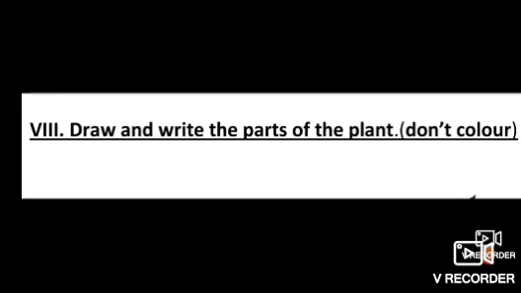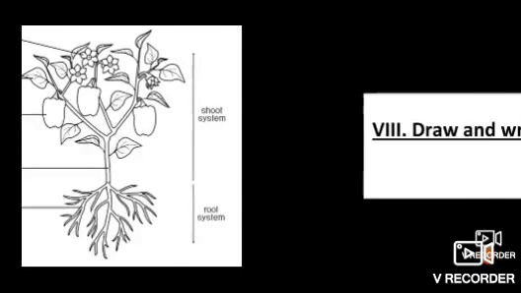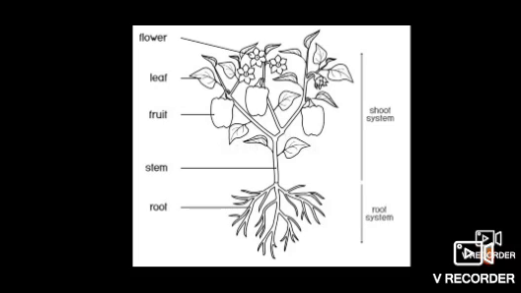Then draw and write the parts of the plant. You must not color it. These are the parts of the plant: flower, leaf, fruit, stem, root. Then you have to draw it neatly, write the spellings correctly. Okay.